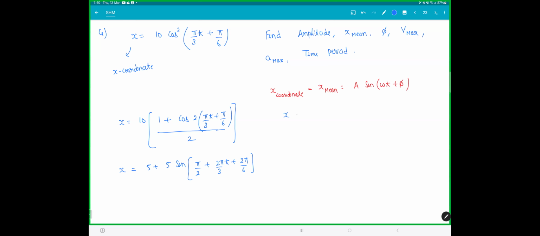So if you rearrange the terms now, you get x minus 5 is equal to 5 sine (2 pi by 3 t plus 90 plus pi by 3), that is 90 plus 60, 150, so 5 pi by 6. There you got everything. X mean is 5, amplitude is 5, omega is 2 pi by 3, time period is 2 pi by omega, which is 3 seconds. V max is A omega. A max is A omega square. Phase angle is 5 pi by 6. Easy.